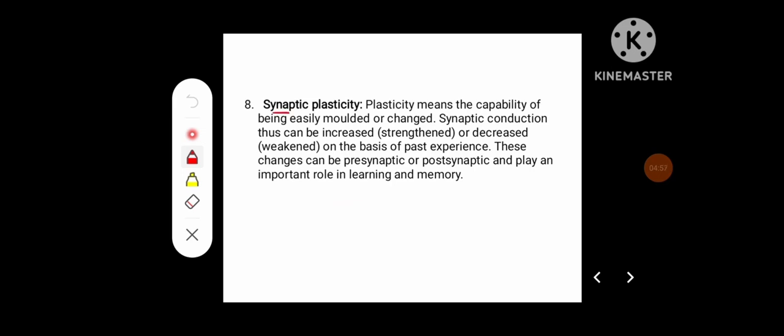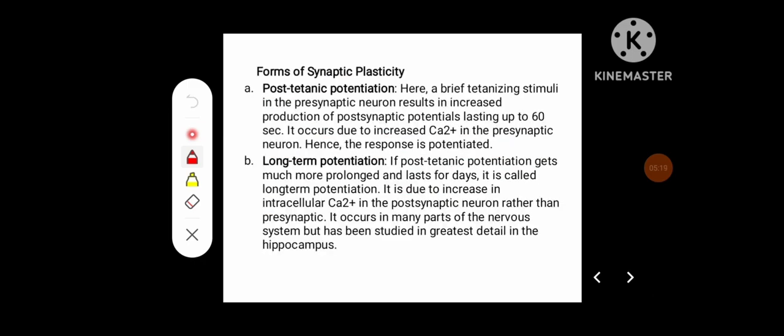The eighth property is synaptic plasticity. Plasticity means capability of being easily modulated or changed. Synaptic conduction thus can be increased, that is strengthened, or decreased, or weakened on the basis of past experience. These changes can be presynaptic or postsynaptic and play an important role in learning and memory. Some of the forms of synaptic plasticity.